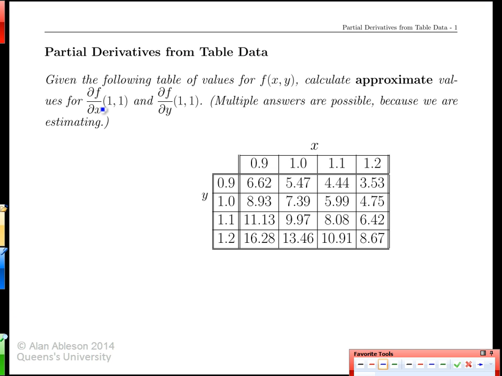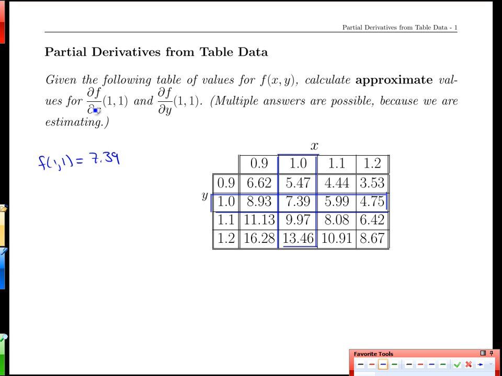So we're going to consider a function here, which is a function of x and a function of y, and we're going to consider the point 1, 1. We can find out some basic properties right off the bat, like f of 1, 1 is the value we see in the table here, 7.39.